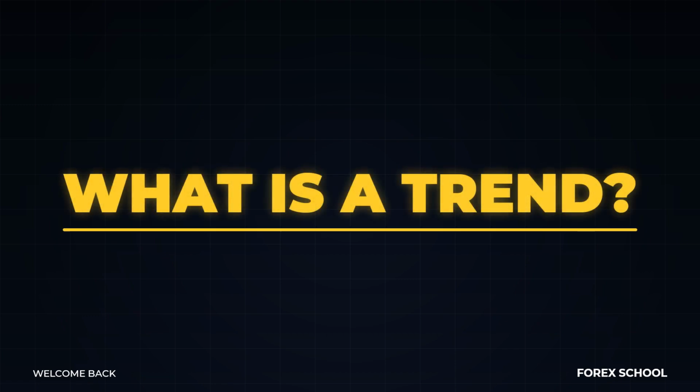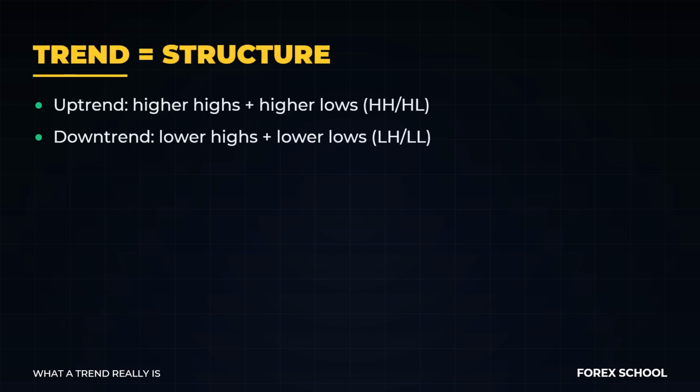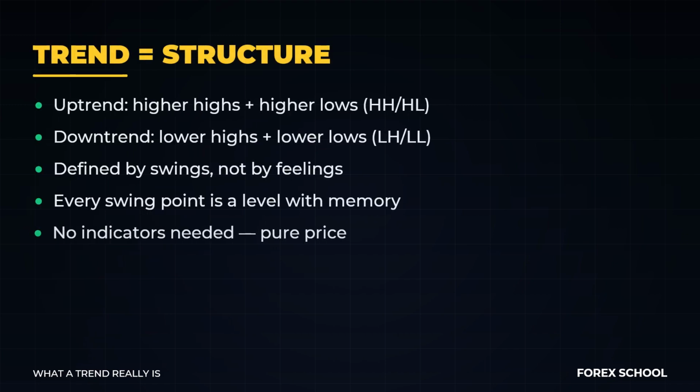First things first. Before we can talk about how levels behave inside a trend, we need to agree on what a trend actually is, and it's probably more precise than you think. Most new traders think a trend is just a price going up or price going down. But professionals define it structurally. An uptrend is a sequence of higher highs and higher lows. Each swing peak exceeds the last, and each dip bottoms out above the previous dip. A downtrend is the mirror, lower highs and lower lows.